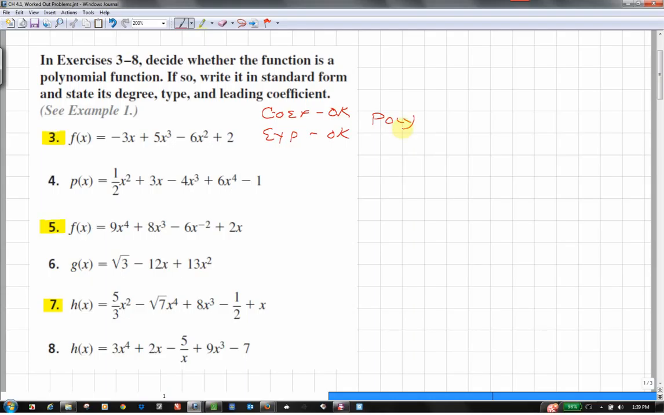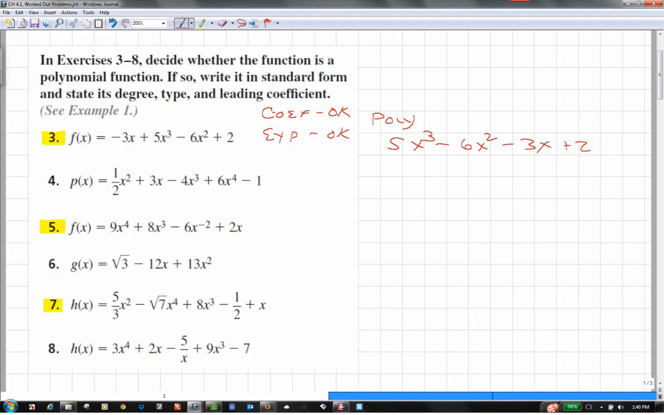Now that I know that it is, I have to write it in standard form. So I'm going to write the terms so that the largest exponent comes first all the way down to the smallest. So that would be 5x cubed minus 6x squared. Then I have a term with a first power and plus 2. That's standard form.